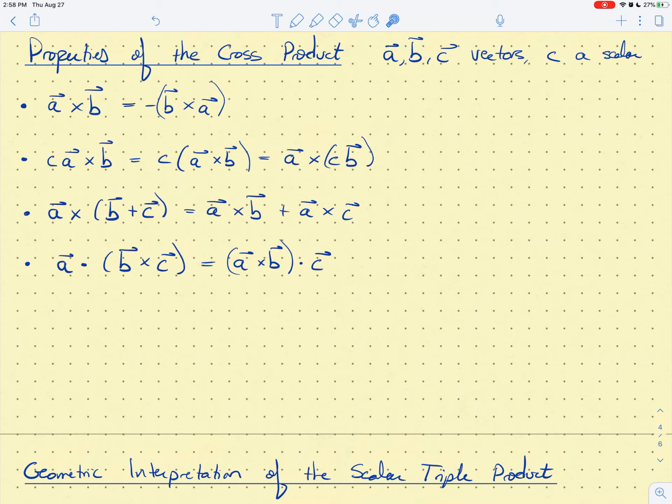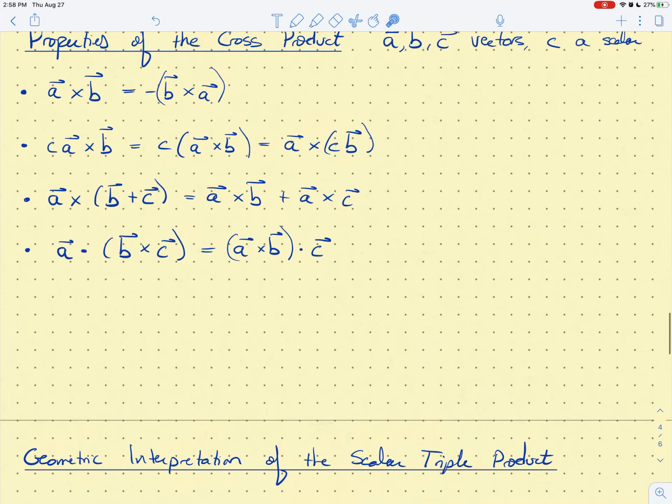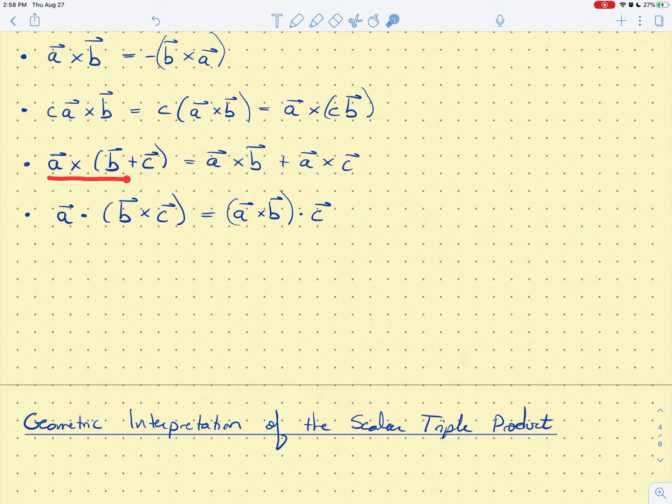What does scalar multiplication do? If you have a scalar in the first component, you can factor it out. And actually, it's the same as if it was in the last component. You can factor it out of the whole thing as well. Cross products break up across sums the way that you think they should. This becomes A cross B plus A cross C.